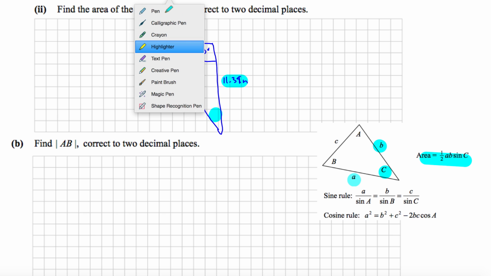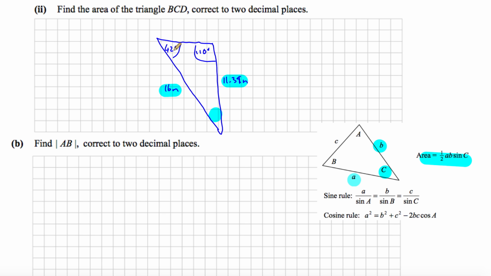So we need to know the size of this angle to plug these values into the formula here. So we know we have 42 degrees here and 110 degrees here. And we know that the three angles in a triangle add up to 180. So that's 42 plus 110 gives us 152. And when we take that from 180, that leaves us with 28 degrees.